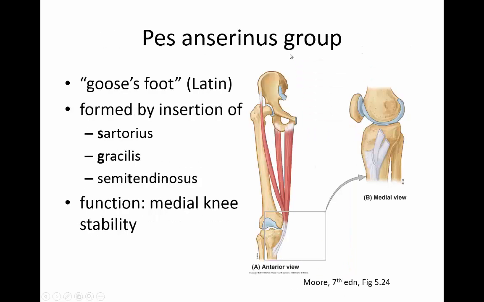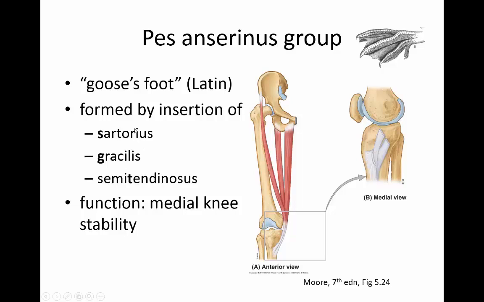The final thing we'll talk about is the pes anserinus, or goose's foot, so called because we have 3 tendons all coming together at one point from different angles, and it looks a bit like a goose's foot. Pes or pedal meaning foot, anserine meaning goose. So it's formed by the insertion of sartorius, gracilis, and semitendinosus.